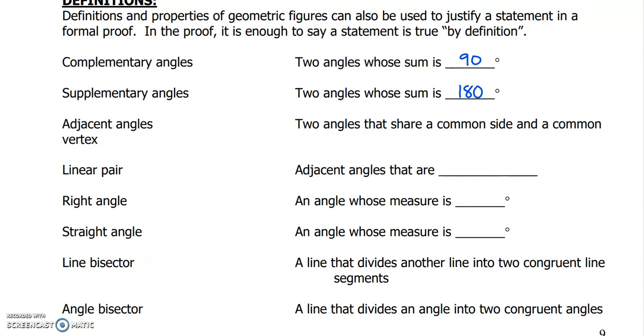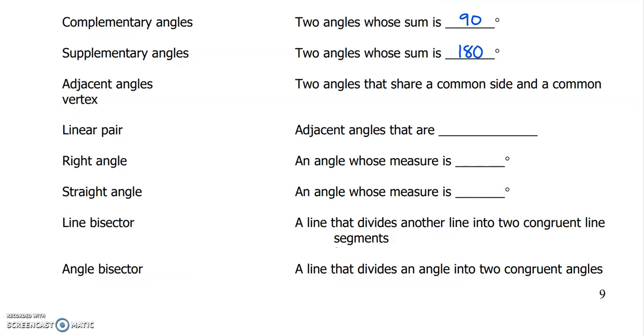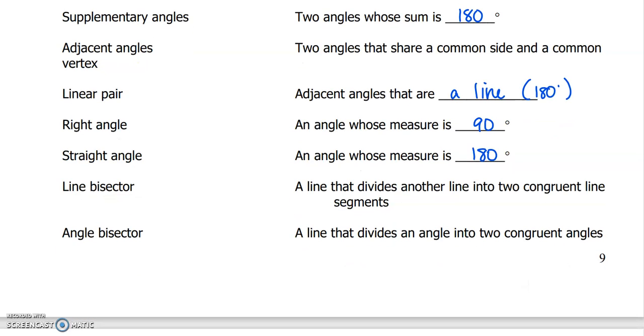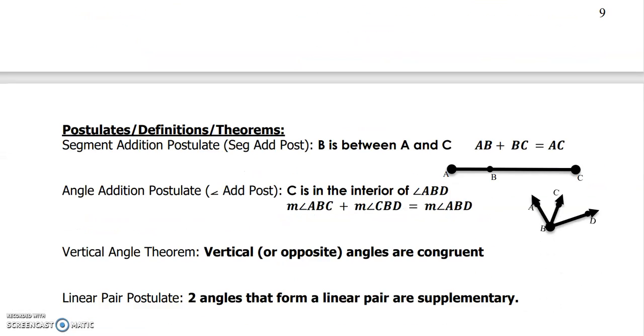Adjacent, we don't use a ton, but since it is a definition, two angles that share a common side or common vertex as well. A linear pair, adjacent angles that form a line or add up to 180 degrees. A right angle, measuring 90 degrees. A straight angle, measuring 180 degrees, and then a line bisector, dividing it into two congruent segments, or an angle bisector, dividing it into two congruent angles. So these are all going to be reasons.